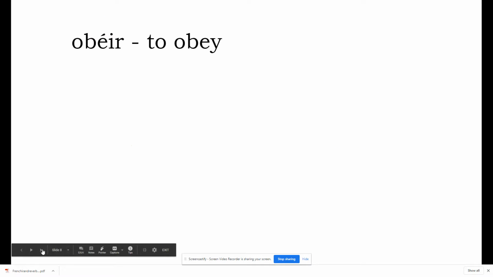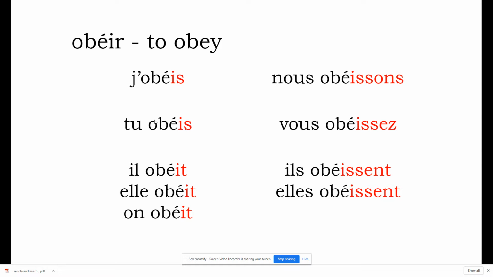Next, I want to take a look at the verb obéir, to obey, and it begins with a vowel. So think for a moment, what implications does this have when I go to conjugate my verb in terms of pronunciation and in terms of how I write it? Hopefully one of the things you thought of was that I need the j apostrophe, because je before a vowel becomes j'obéis, tu obéis, il obéit, elle obéit, on obéit. Nous obéissons, vous obéissez, ils obéissent, elles obéissent. With that liaison, that Z sound there, nous obéissons, vous obéissez, ils obéissent, elles obéissent.